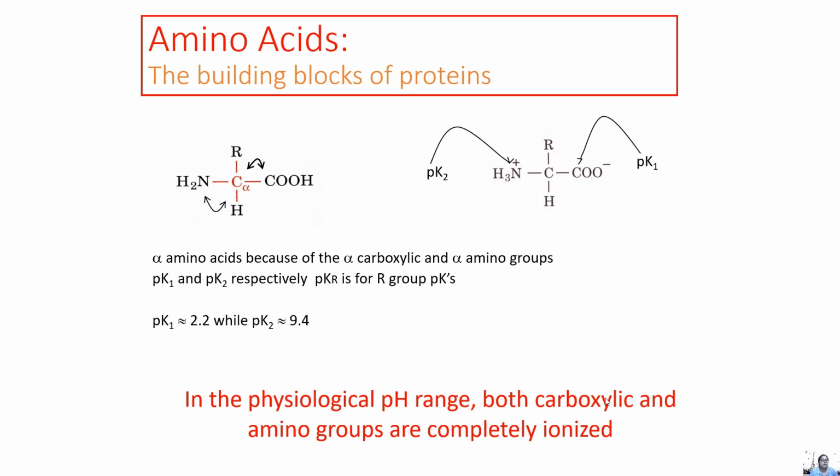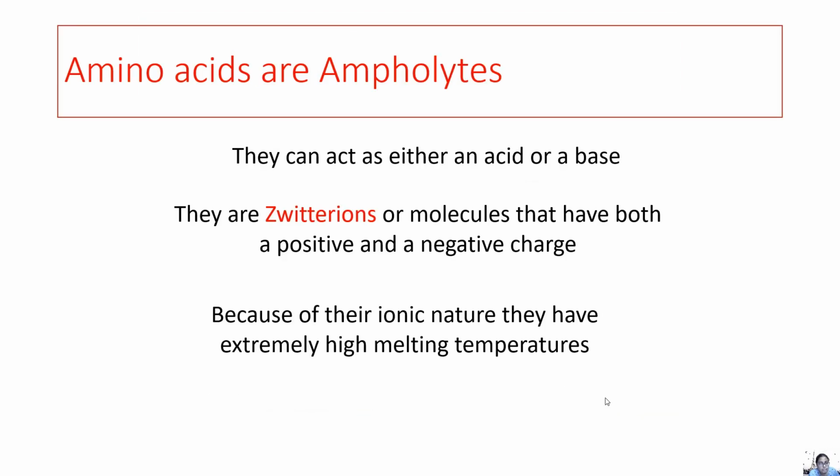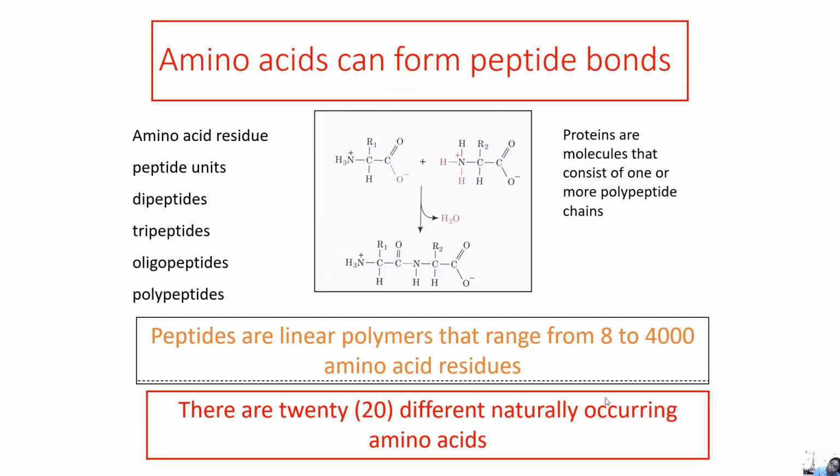So we have talked about amino acids, the building blocks of proteins, the different amino acids, and how at physiological pH both carboxylic and amino groups are completely ionized. They can act as either an acid or a base. They are zwitterions, molecules that have both a positive and negative charge. Because of the ionic nature, they have extremely high melting temperatures. Amino acids can form peptide bonds.